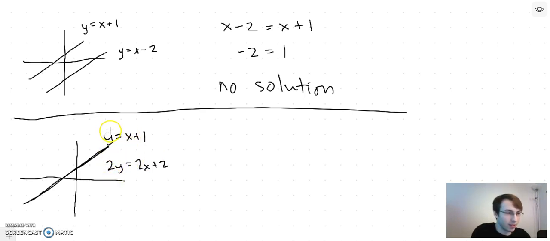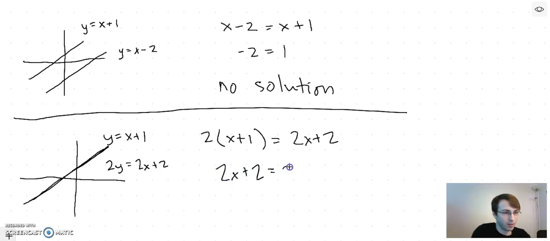What if we try to substitute this y into that y? Well, we get 2 times x plus 1. We're putting the x plus 1 in for that y there. 2 times x plus 1 equals 2x plus 2. So 2x plus 2 equals 2x plus 2. If we try to solve here, we subtract 2x from both sides, we get 2 equals 2. Yeah, that's true. Any x that we plug in, this statement will be true. So it doesn't matter what we choose for x, it's always going to come out to true.